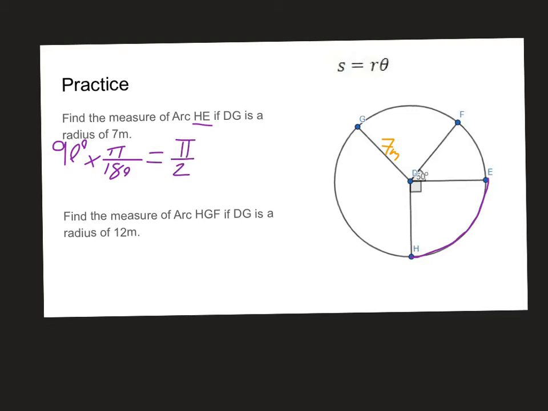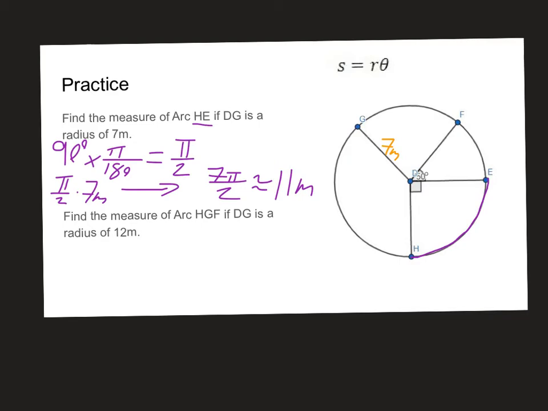Now that we have our pi over 2, we will multiply that by our radius, in this case 7 meters, and we'll end up with 7 pi over 2, which, if we wanted to solve it out or simplify it, would be approximately equal to 11 meters.